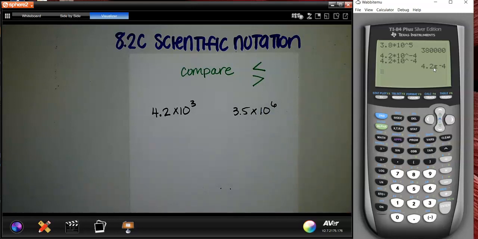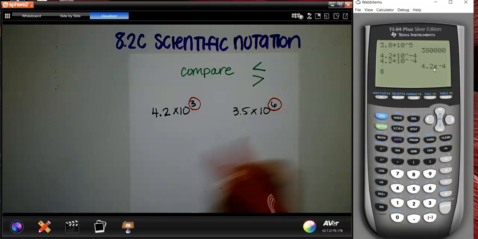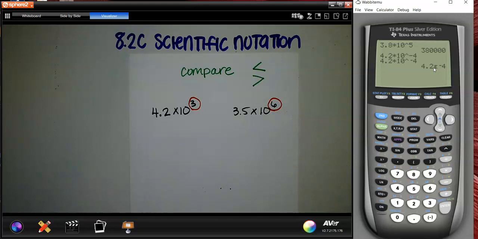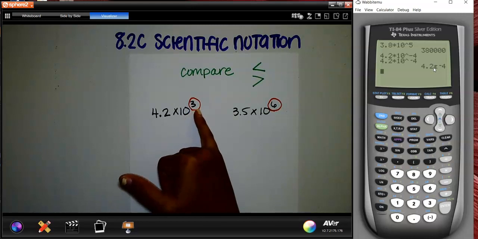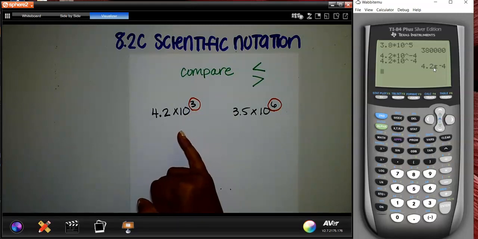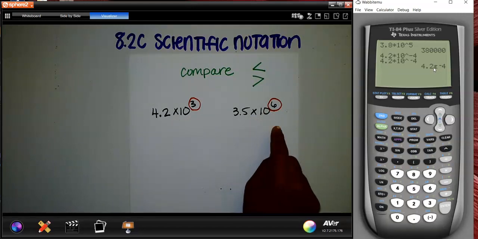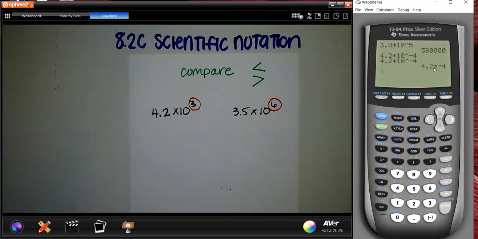An easy way to compare is to look at their exponents. Now, these are both positive exponents, so I know I'm dealing with really large numbers. Here is to the power of 3, and this one is to the power of 6. So automatically, I know that this one is going to have more place values than this one, which is going to mean that it's a really large number.